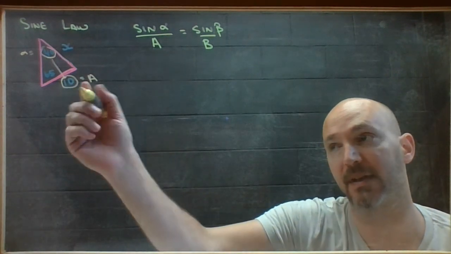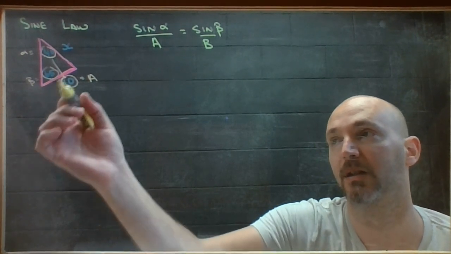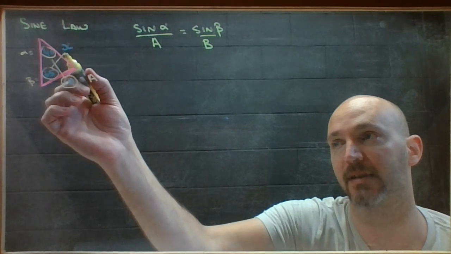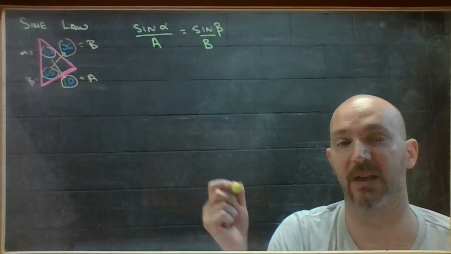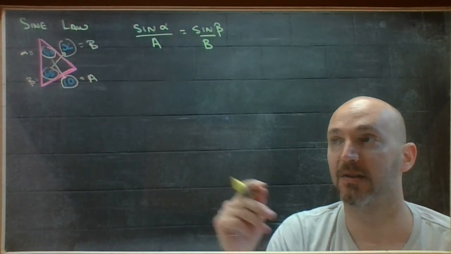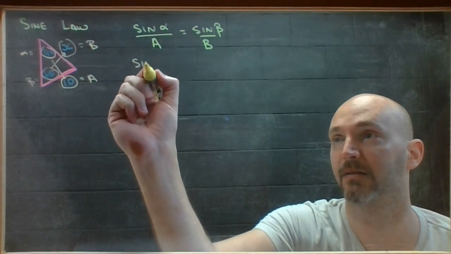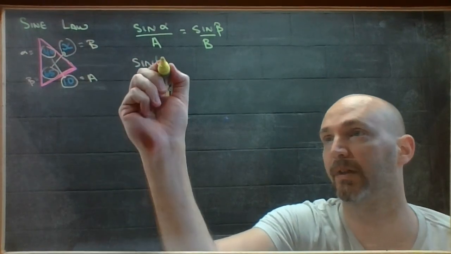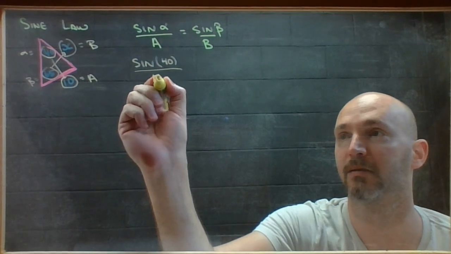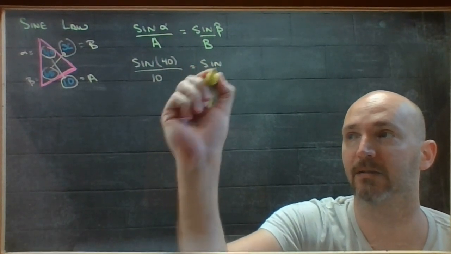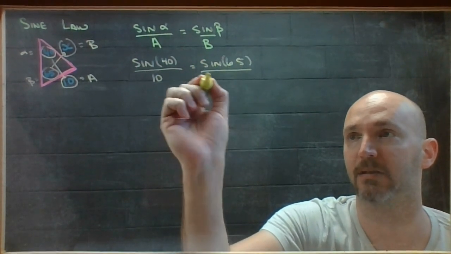If I do the same with this angle, take a look at this. That's going to be my beta. If I look across the triangle to the side that doesn't touch it, that's going to go in the equation where the big B is. So if I take this information and plunk that in there, I end up with sine of 40 degrees divided by 10 is the sine of 65 degrees divided by x.